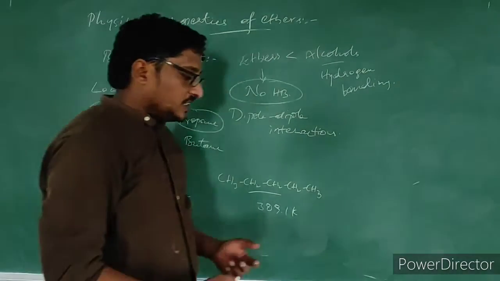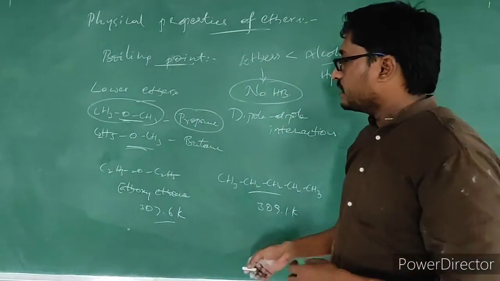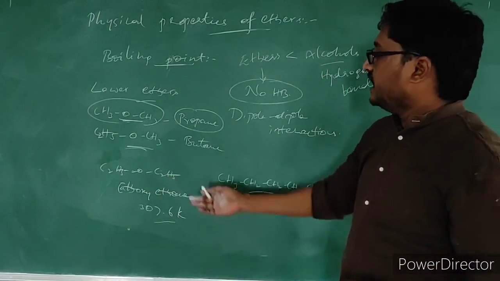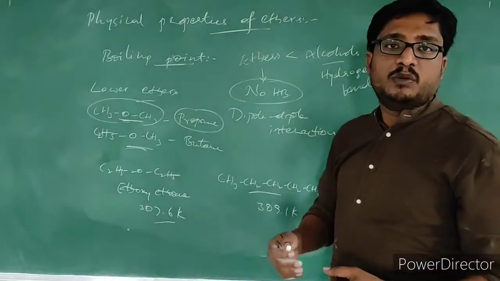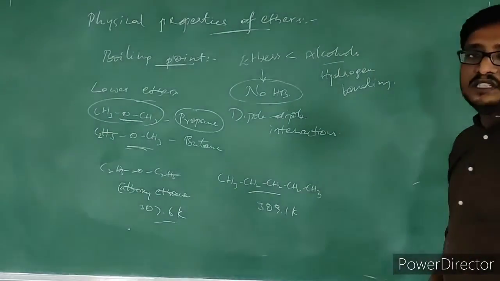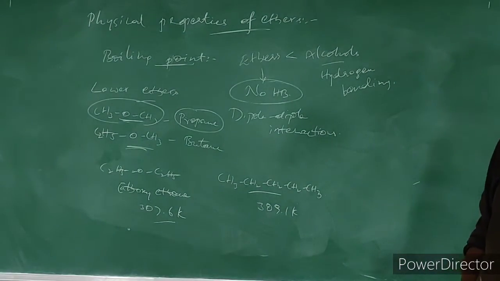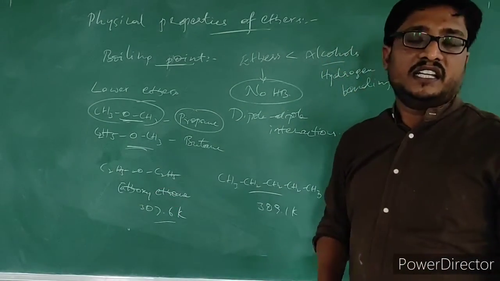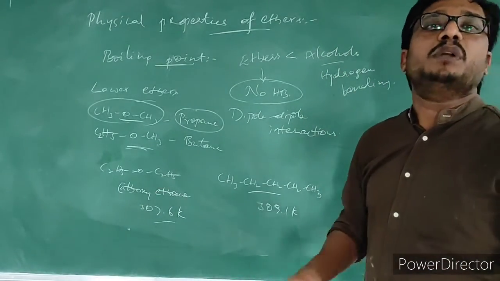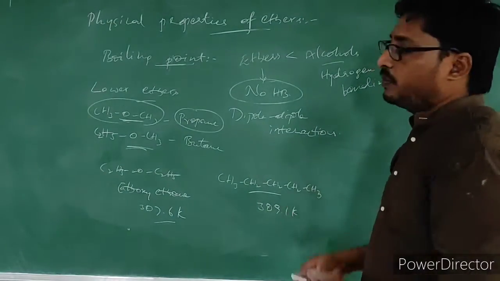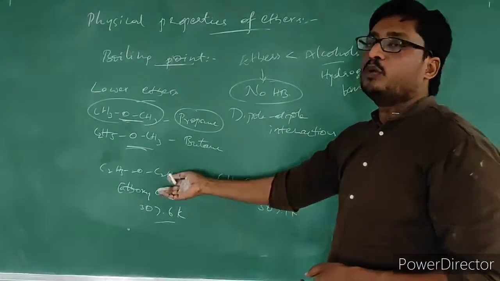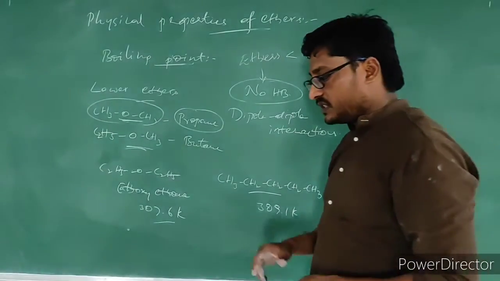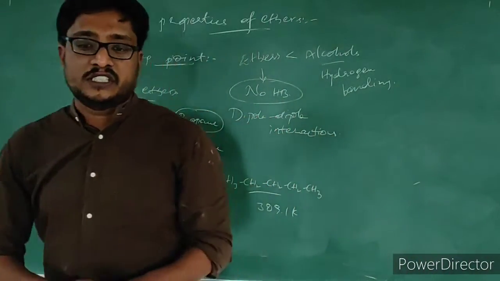The reason is the presence of oxygen in ethoxyethane. This ethoxyethane will be more unsymmetrical when compared with the alkane. The presence of oxygen makes it more unsymmetrical in nature, and that is why it has a lower boiling point. So this is about boiling points.